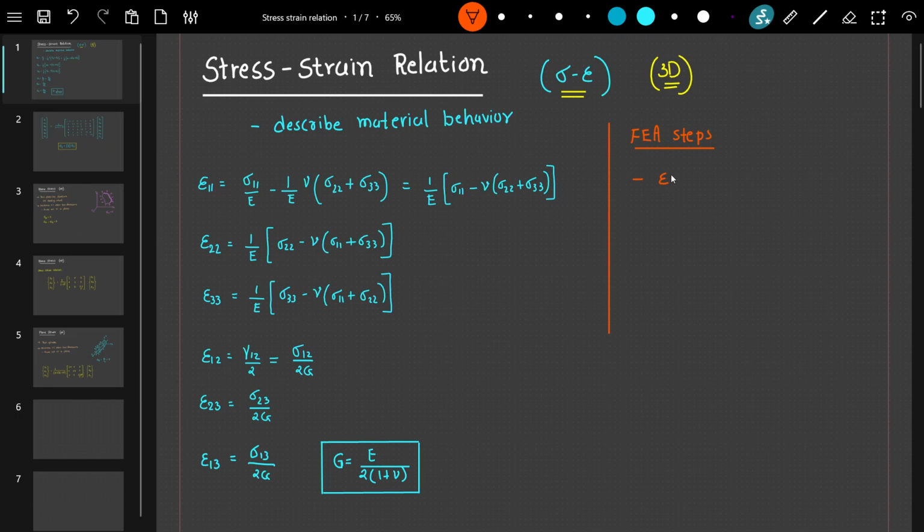First we write the element level stiffness matrix. Then we perform assembly of elements and we get a global system of equations. Then we apply loads and boundary conditions, and next step we solve the problem. That means we find the unknowns, the unknown displacements.